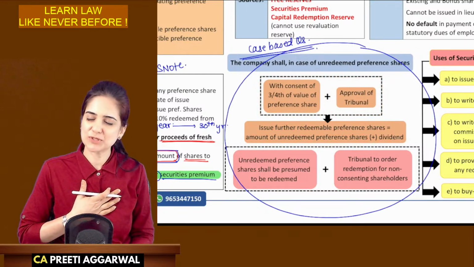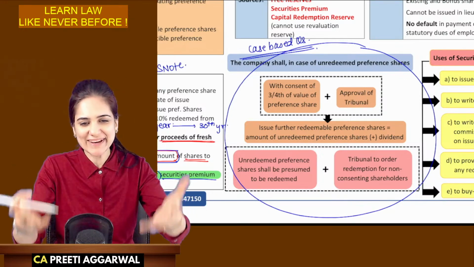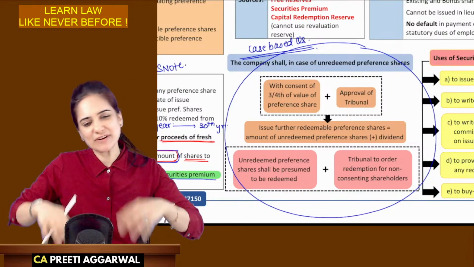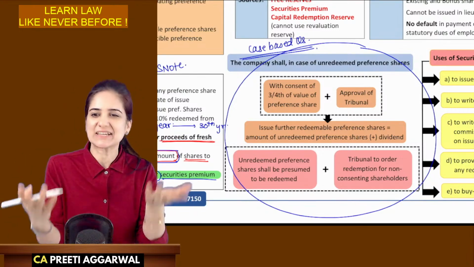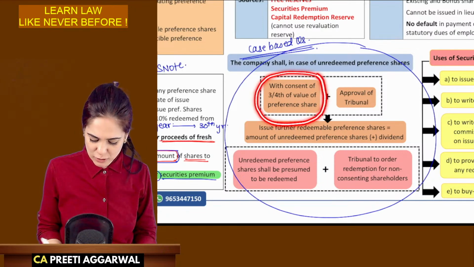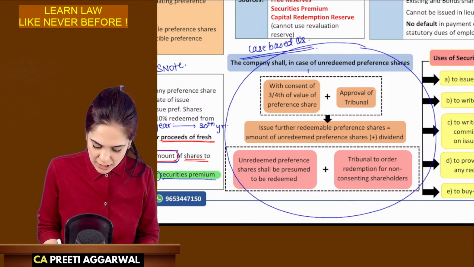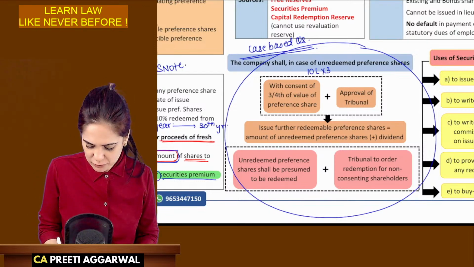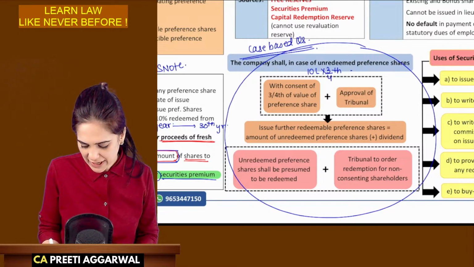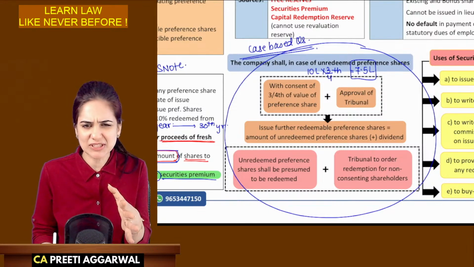I am not in a position to redeem. I don't have money. So it is as if I have given you the money and you have returned that money to me and I have issued fresh, further redeemable preference shares. But this is possible only with the consent of the members holding 3/4 of the value of preference shares. So if the unpaid is 10 lakhs, 3/4 means people holding at least 7.5 lakhs have given their approval that yeah, we are okay with this exchange scheme.